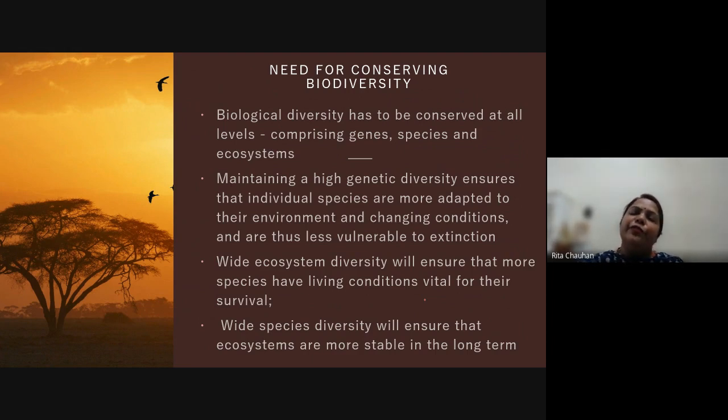For example, if we plant a particular crop in an agriculture field and an insect attack happens, it will wipe out all the plants. So monoculture, that's why, is not a favorable condition of cultivation. We should maintain the diversity of plants during cultivation also. So we need to ensure genetic diversity.